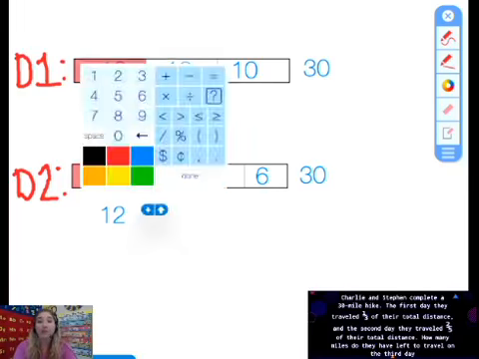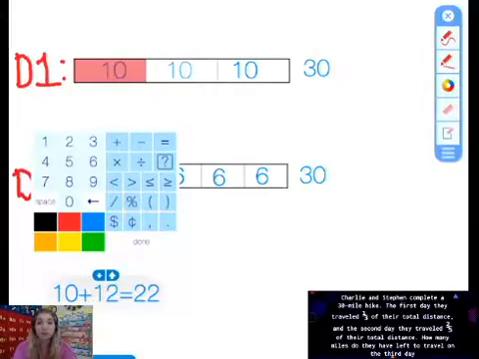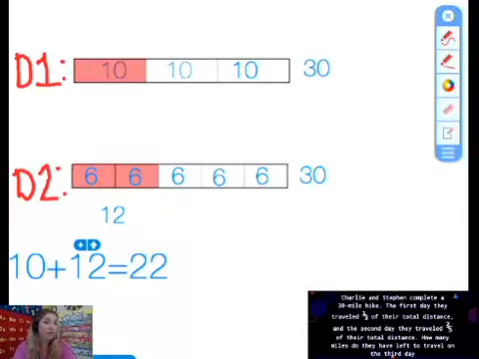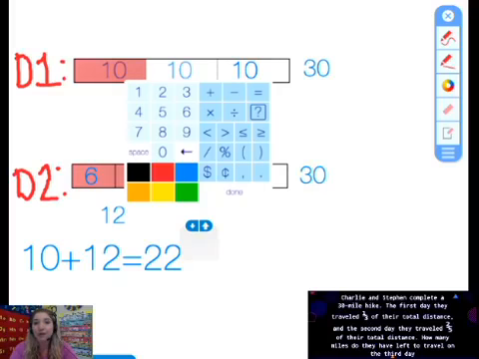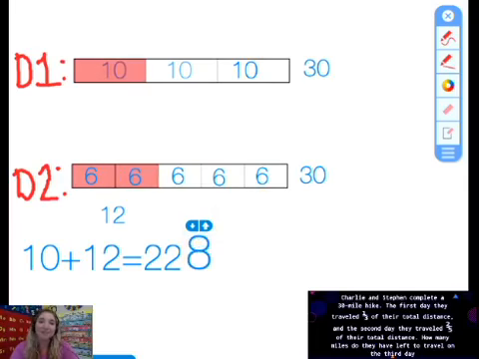But now we need to take 10 plus 12, because that's the total for day 1 and day 2, which gives me 22. Now, am I done? No, I'm not done, because remember the question's asking me how many miles they have left to travel on the 3rd day. We know there's a total of 30 miles, and they've already traveled 22. So 30 minus 22 is equal to 8, because 8 plus 22 does give me 30. So the answer for this one, how many miles they have left to travel on the 3rd day, is 8.